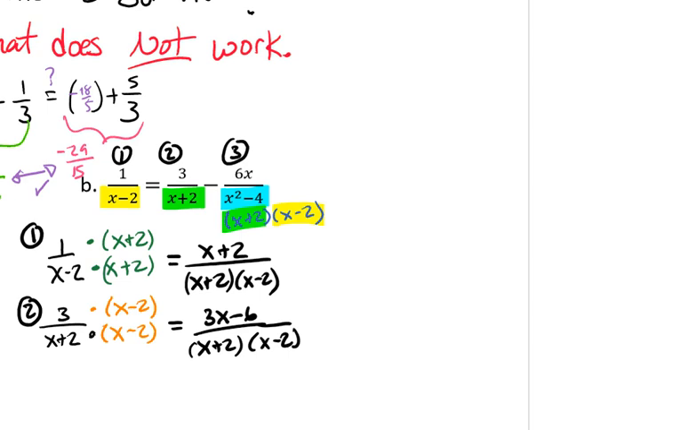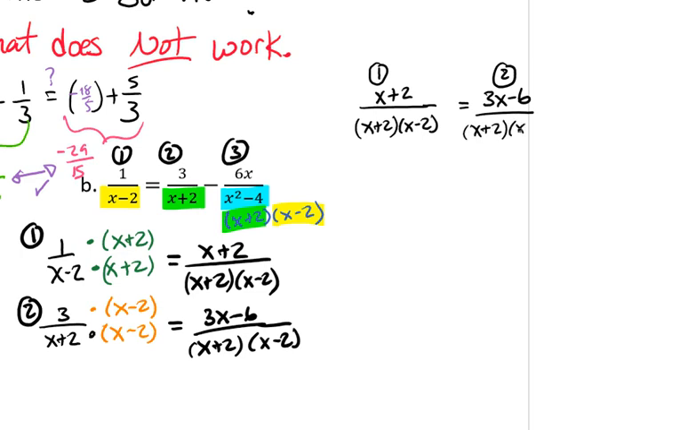All right, so in fraction 1's spot, we have x plus 2 over x plus 2, x minus 2 equals, in our second fraction spot, we have a 3x minus 6 over x plus 2, x minus 2. And our third fraction didn't change, so minus 6x over x plus 2, x minus 2.